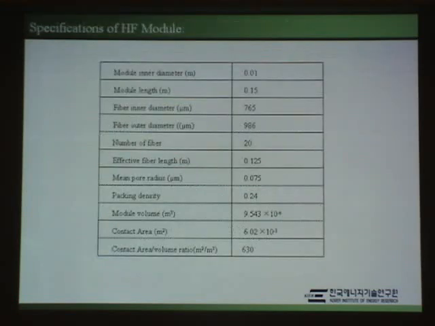So using that hollow fiber membrane, we have prepared a module. The inner diameter of the module was 1 centimeter. Module length is about 15 centimeter. These are the hollow fiber inner and outer diameter. We have used a total of 20 hollow fibers in each module, and we have used 3 modules in series. This is the effective fiber length, 12.5 centimeter for each module. So these are a few important characteristics, specifications of the module we have used for removal of SO2 from flue gas.